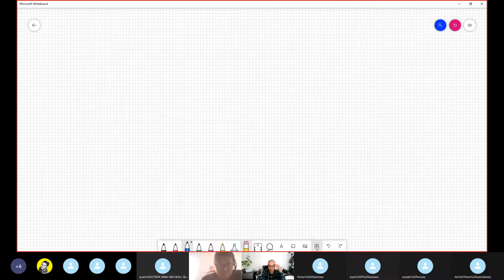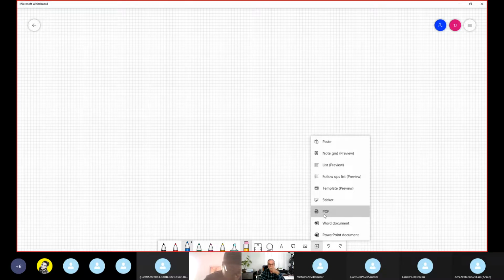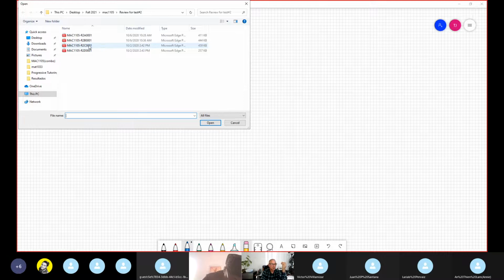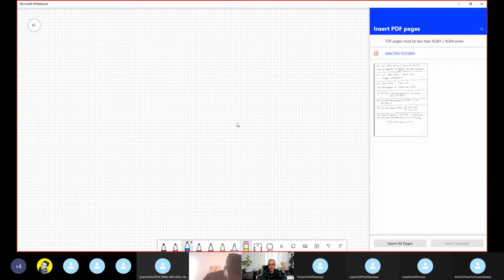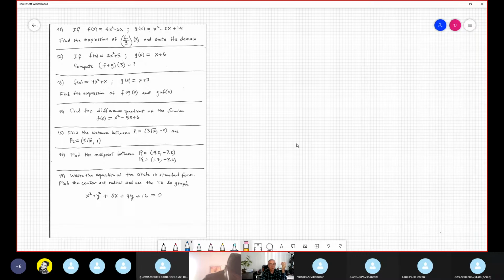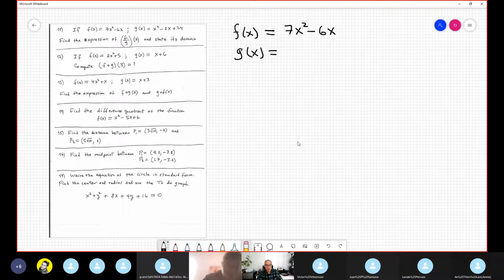Okay, let's move on. Let me see. It's page 3, I guess, no? Oh, yes. Okay. Actually, 10 is missing, remember. It's question 11. Question 11 says, two functions are given. Okay, let me rewrite again. f of x. We are doing 11 now. f of x is given as 7x squared minus 6x. And g is x squared minus 2x plus 24.